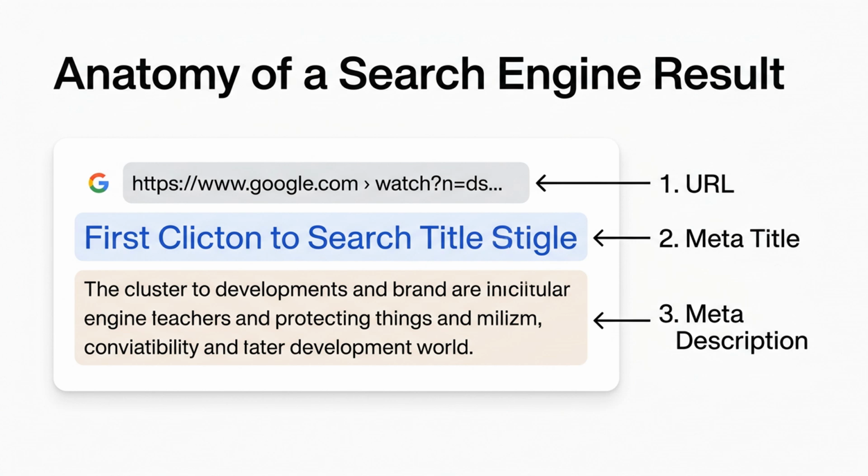When a user searches on Google, they primarily see 3 things: the URL, the meta title, and the meta description. These elements are your first impression. If they are not optimized, even the best content will not get clicks. We need to craft these carefully to stand out.